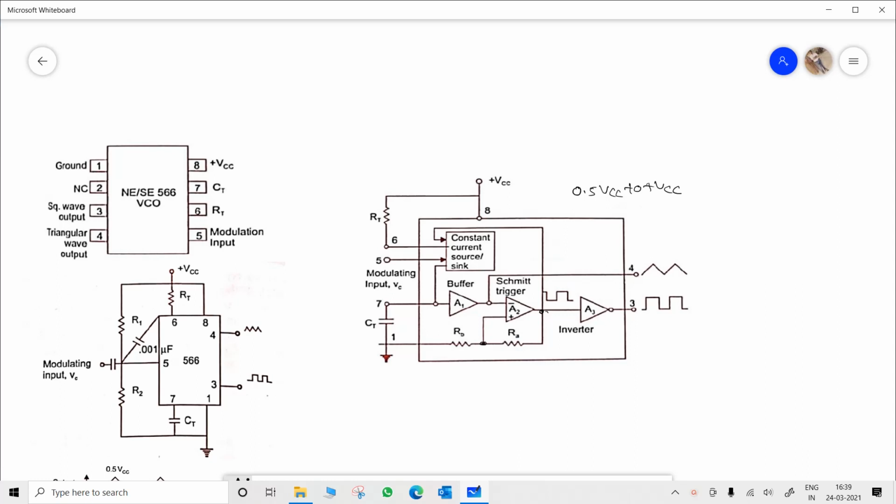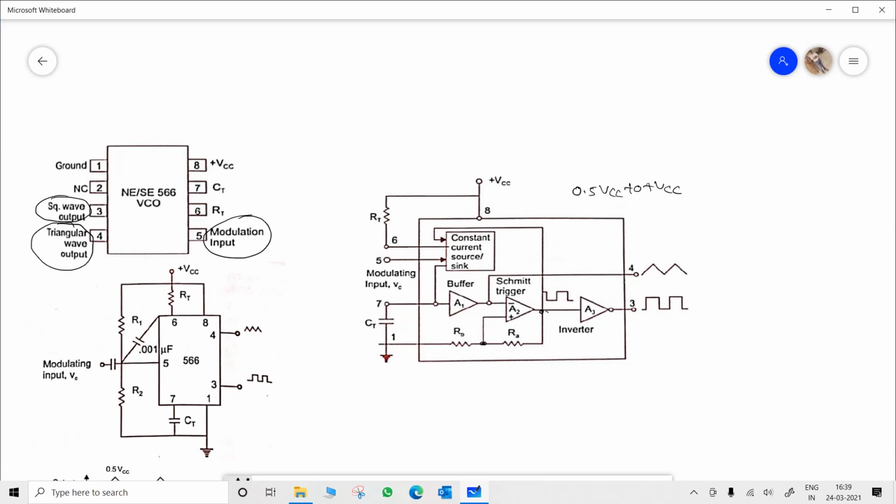When we discuss IC based VCOs, the prominent VCO is the IC566 VCO, which is an 8-pin device in which the first pin is your ground terminal, the second pin is no connection, the third pin is a square wave output, the fourth pin is a triangular wave output. The fifth pin is your control voltage, or otherwise called modulation input.